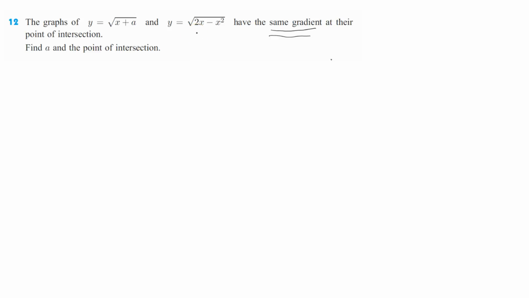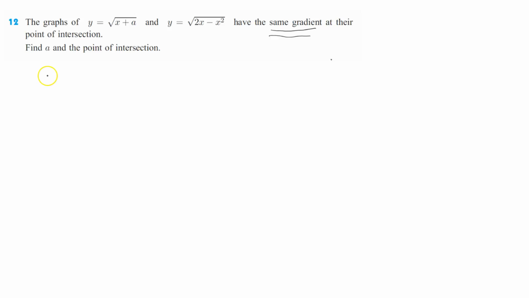Gradients mean that I'm looking at derivatives, and the derivatives will be equal, and they will also intersect at that point, so at that point the functions will be equal. That's going to give me two equations, two unknowns. We should be able to find all the information that we need. Let's see if we can do that.